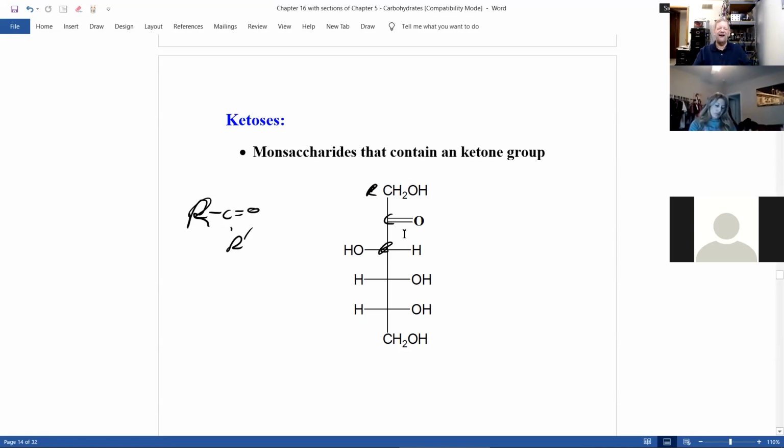All right. Have you ever heard of ketosis? That's a problem you have to worry about if you're diabetic. It talks about your ketones, your monosaccharides.